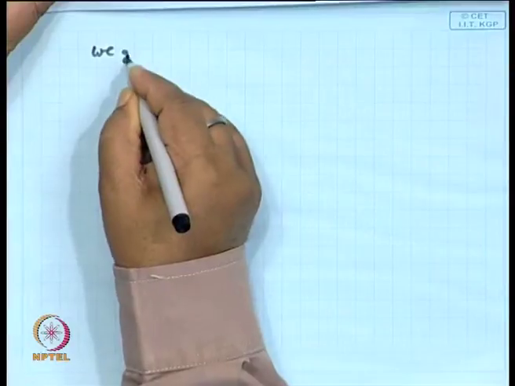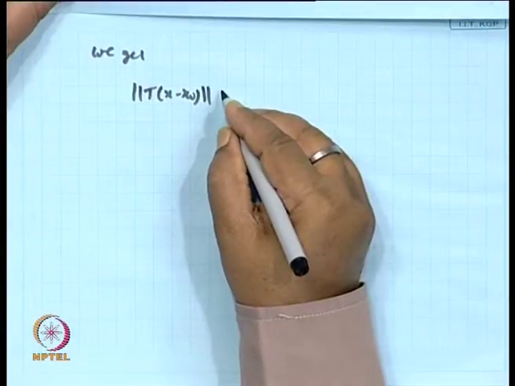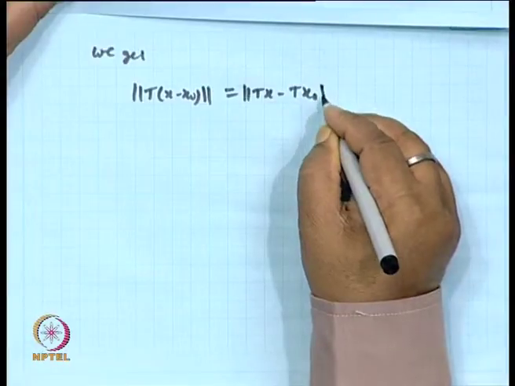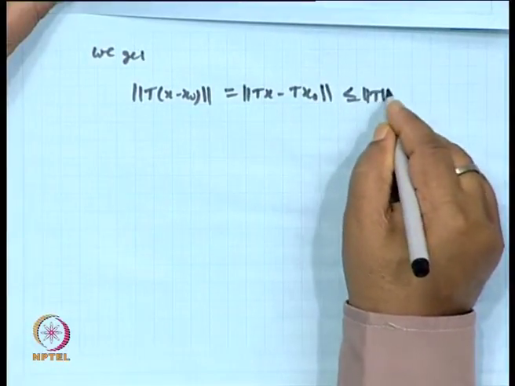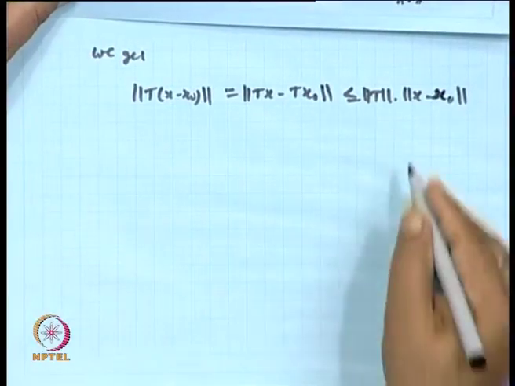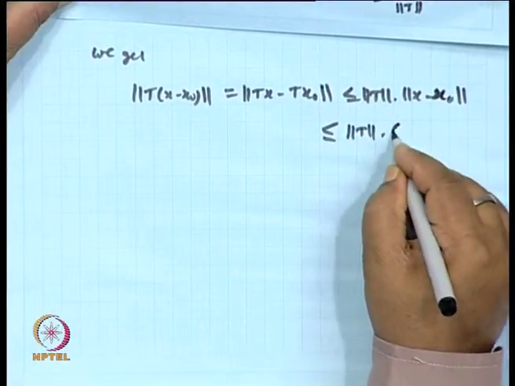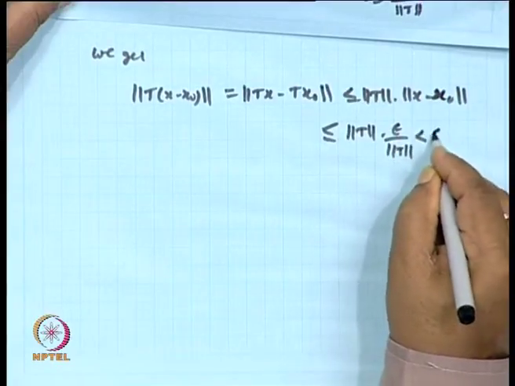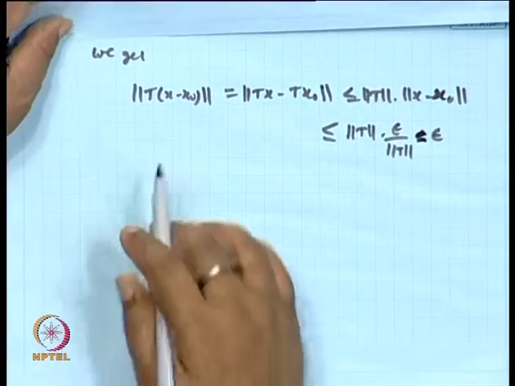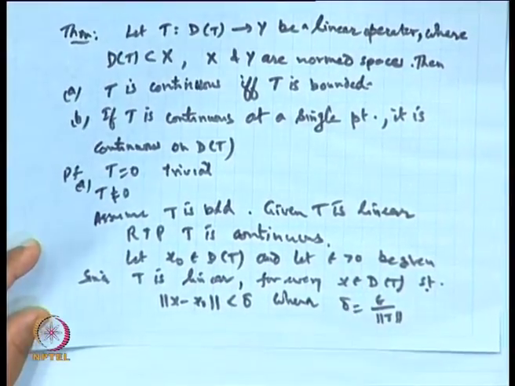we get norm of T x minus T x naught, this is equal to norm of T of x minus x naught, which is less than or equal to norm of T into norm of x minus x naught, okay, and this is less than norm of T times epsilon over norm T. So, it is less than epsilon. Okay.